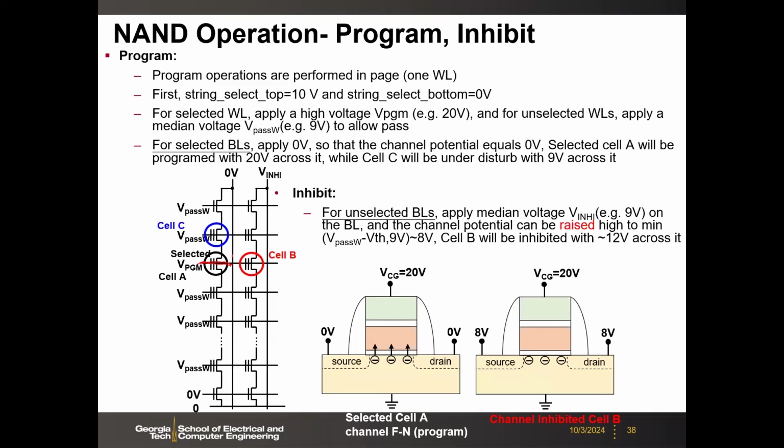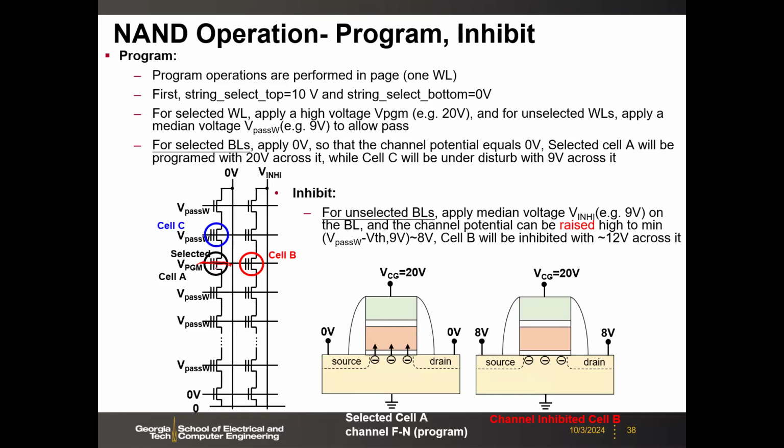And then now you need to write the new data in. You select a certain row or certain page, and then you need to flip some of the data from 1 to 0, depending on your new data pattern, right? So that means some of the cells need to be programmed. Some of them you should keep the ones.